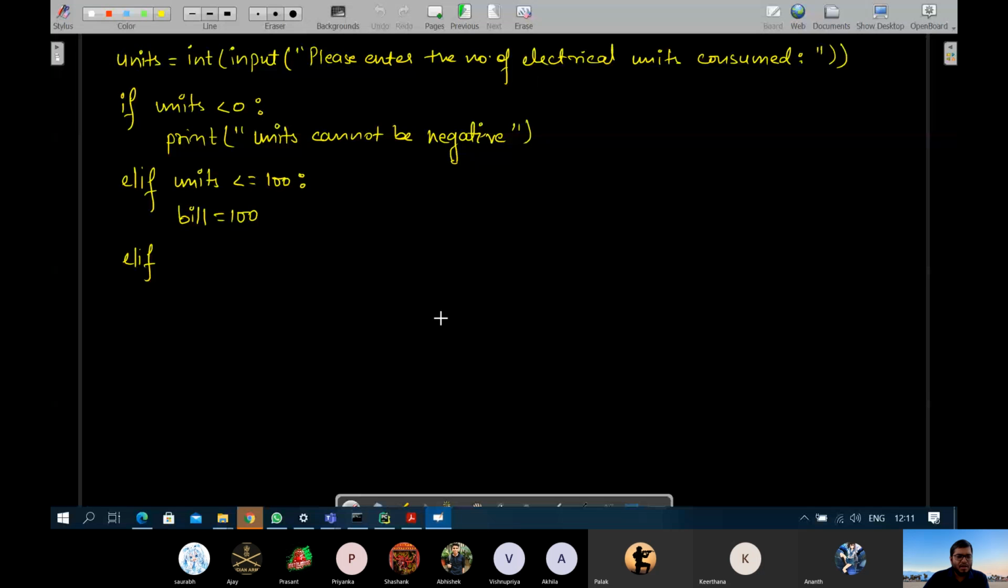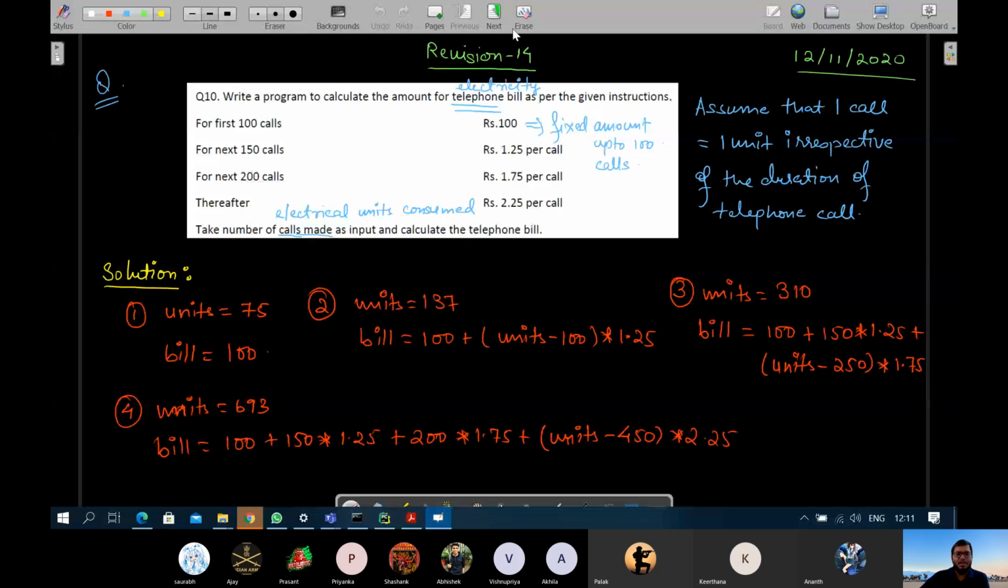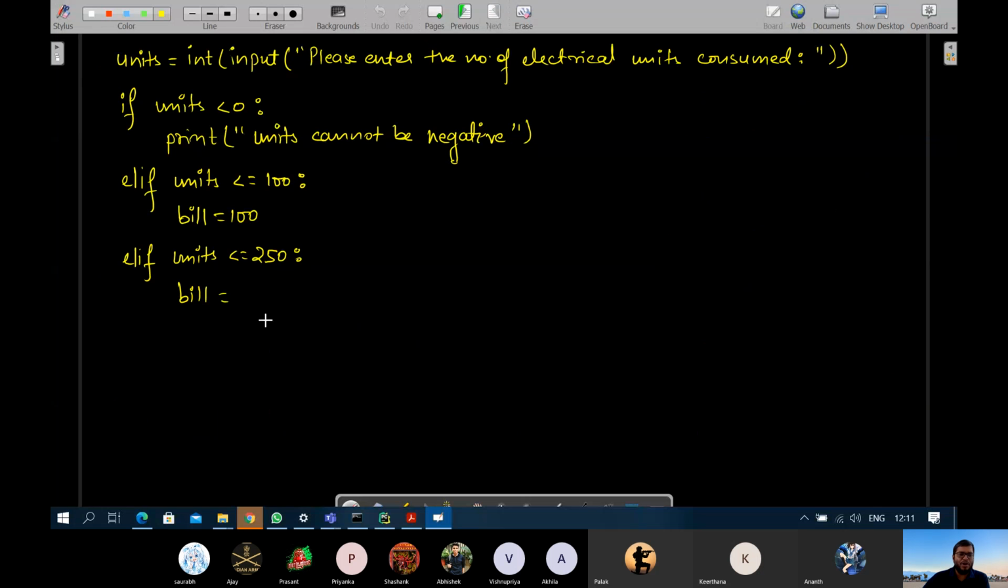the bill will be 100 plus units minus 100 multiplied by 1.25, because for first 100 you have already calculated the fixed amount, that is 100, and then for additional units above 100 up to 250 you will be paying at the rate of 1.25. Is it clear? We have not written this form because that would have been unnecessary.